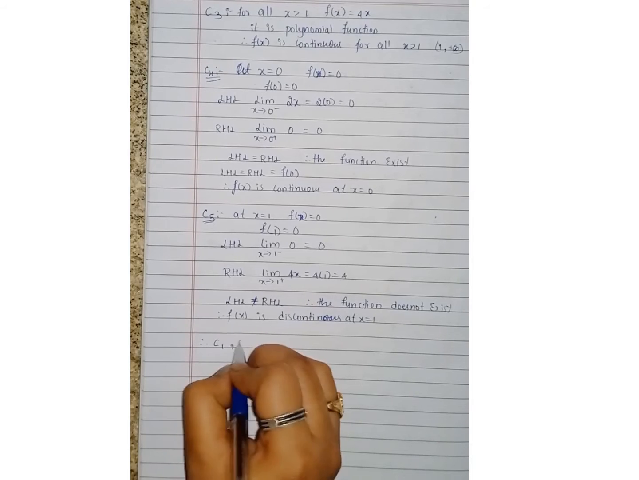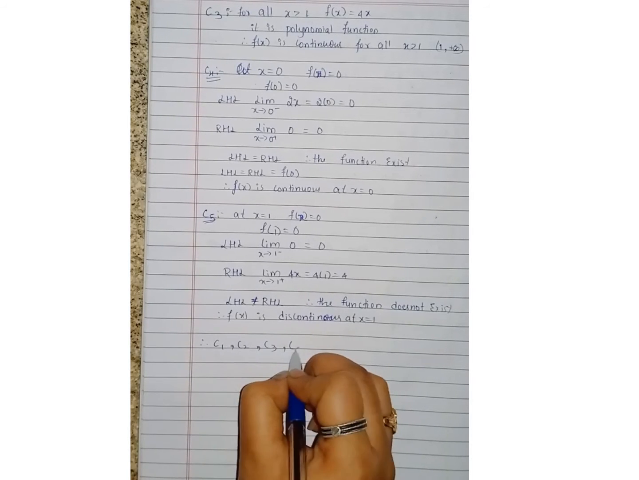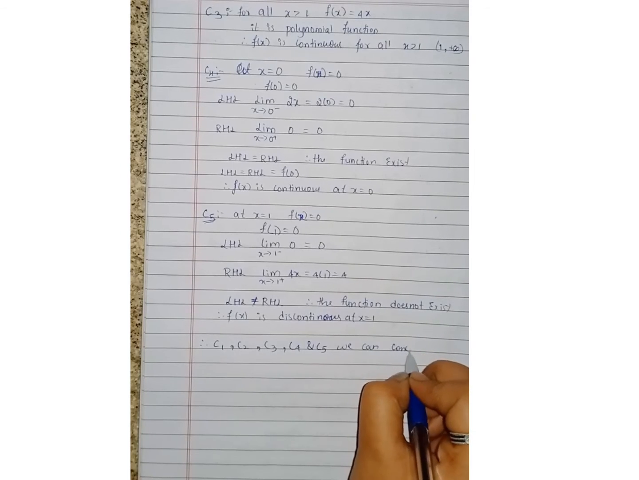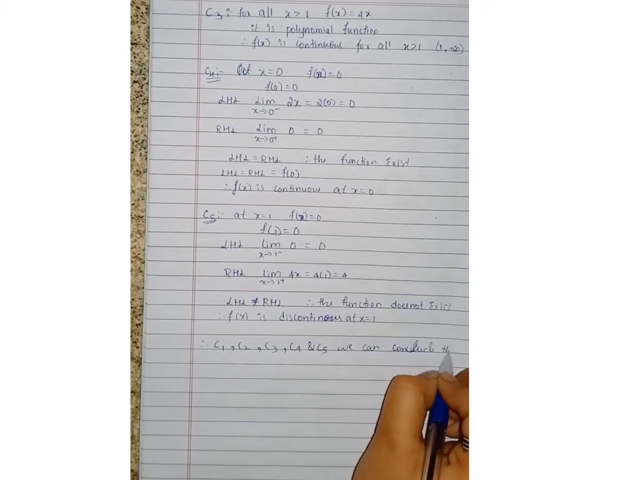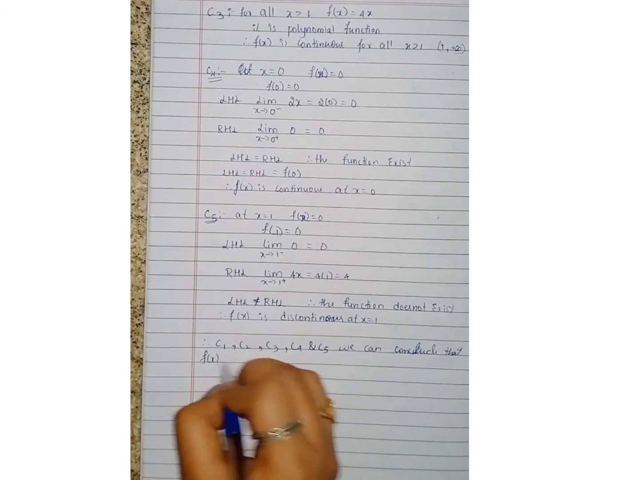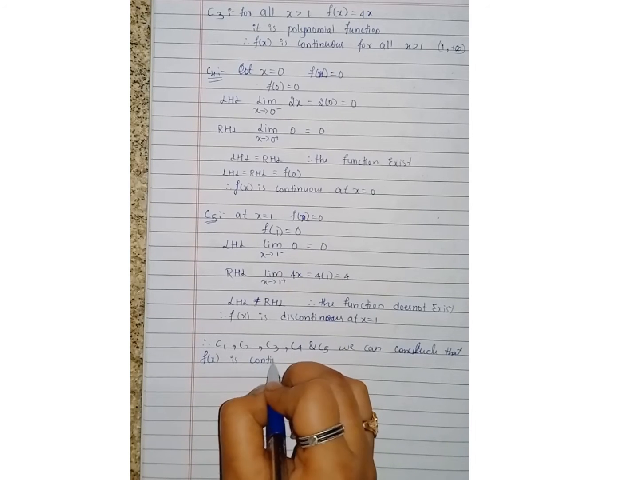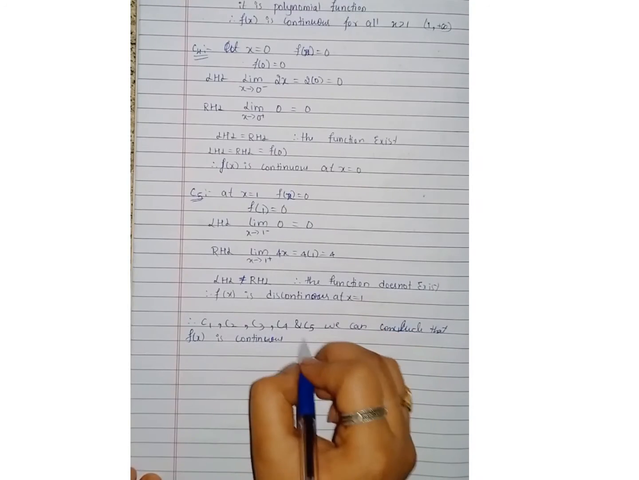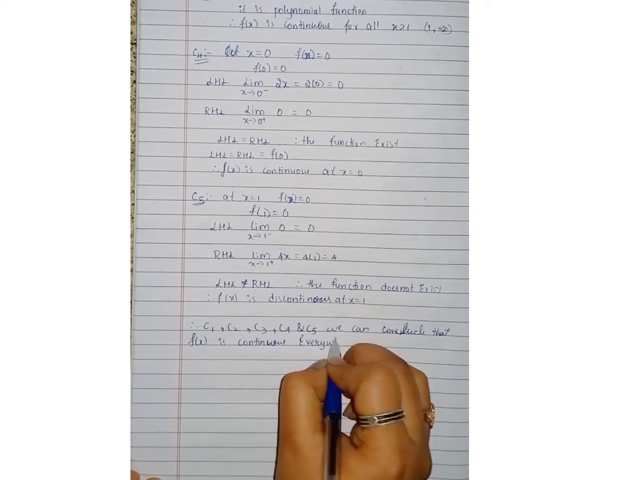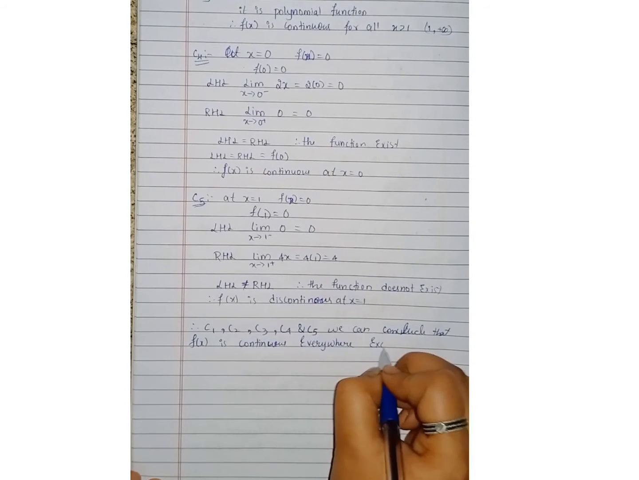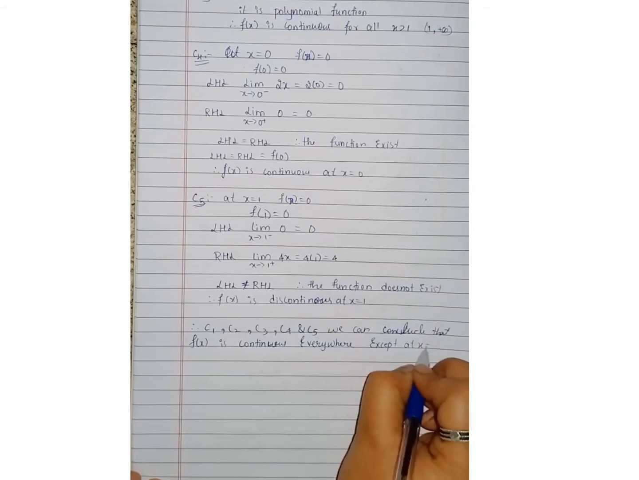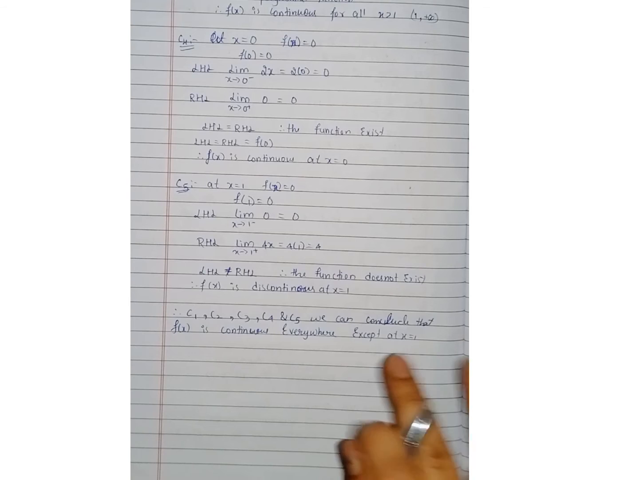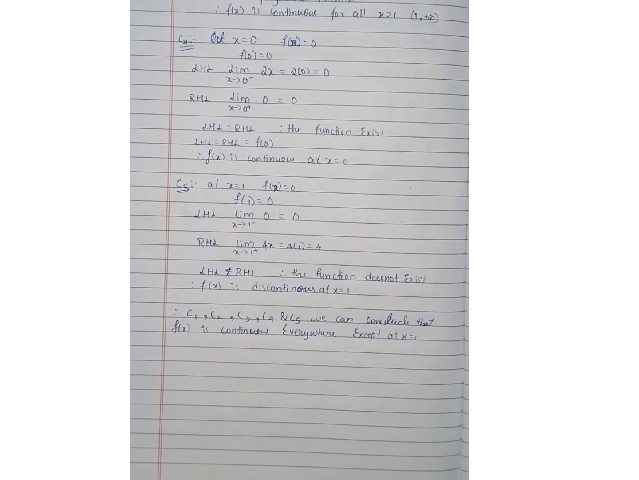So from case 1, case 2, case 3, case 4 and case 5, we can conclude that the function is continuous everywhere except at x is equal to 1. Everywhere the function is continuous, but at the point of 1, the function is discontinuous.